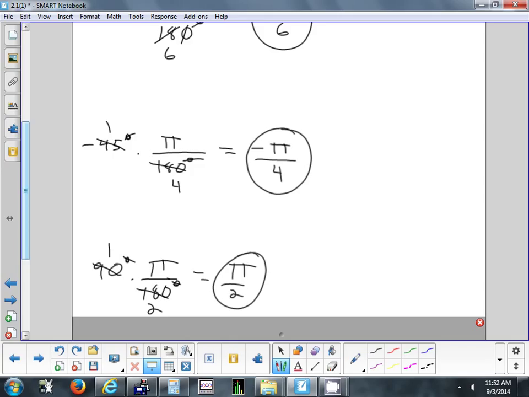Some of the common angles like 45, 90, 30, 60, eventually as you do them a lot, you'll have those memorized. If you asked me how many radians in 47 degrees, off the top of my head, I wouldn't know 47. But I would know 45.